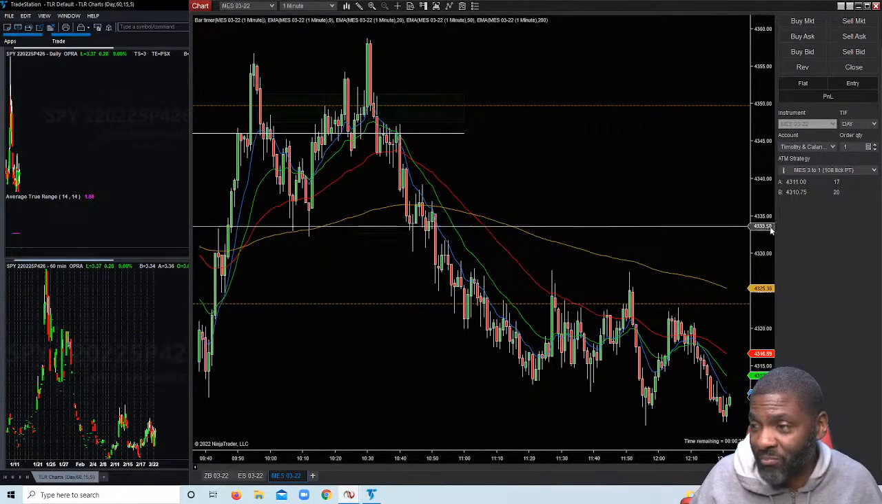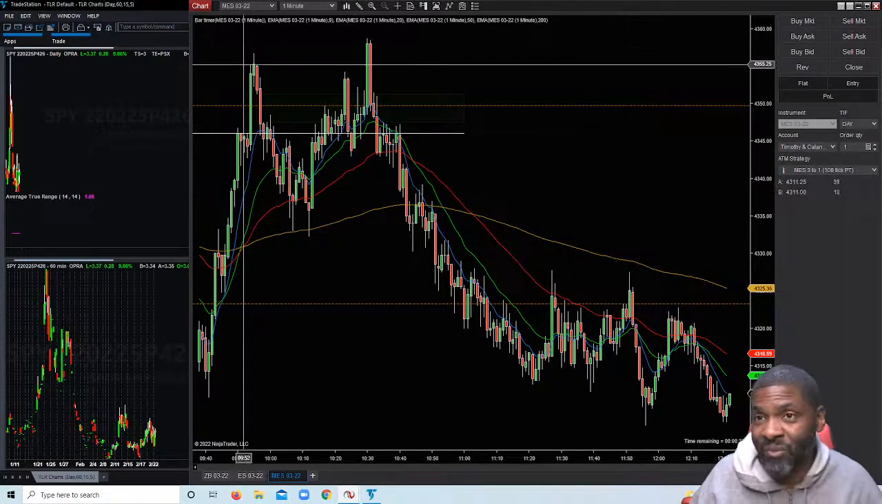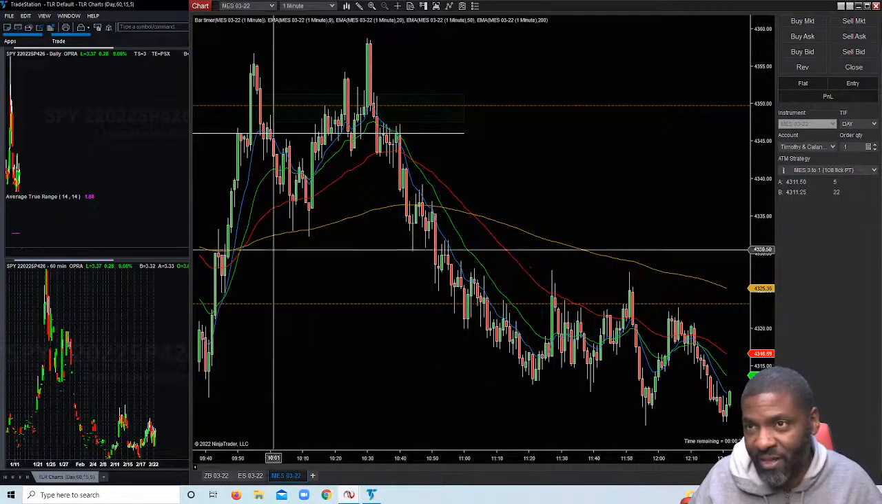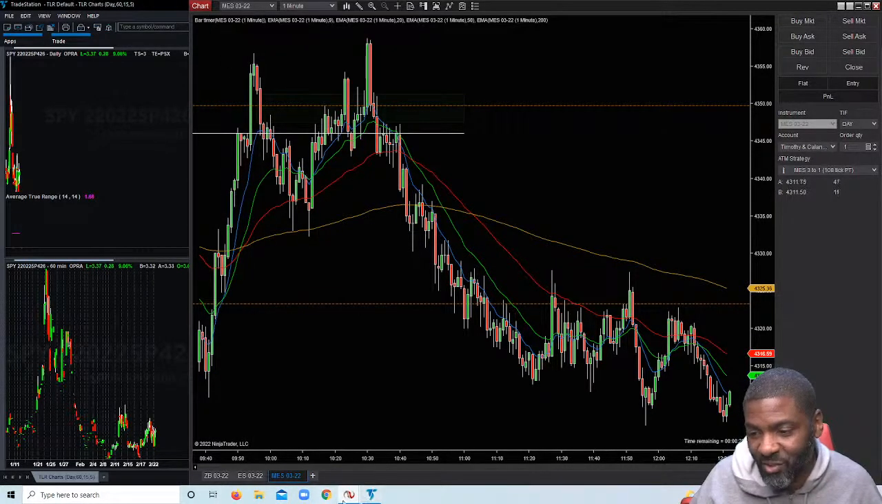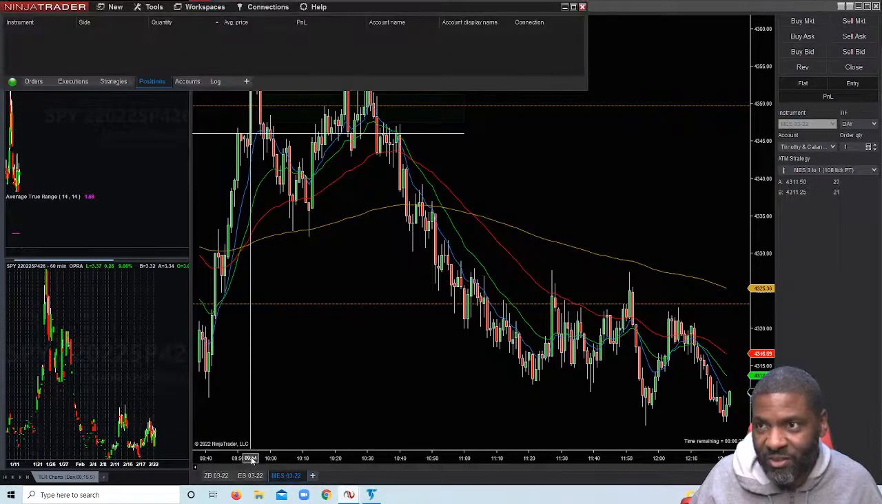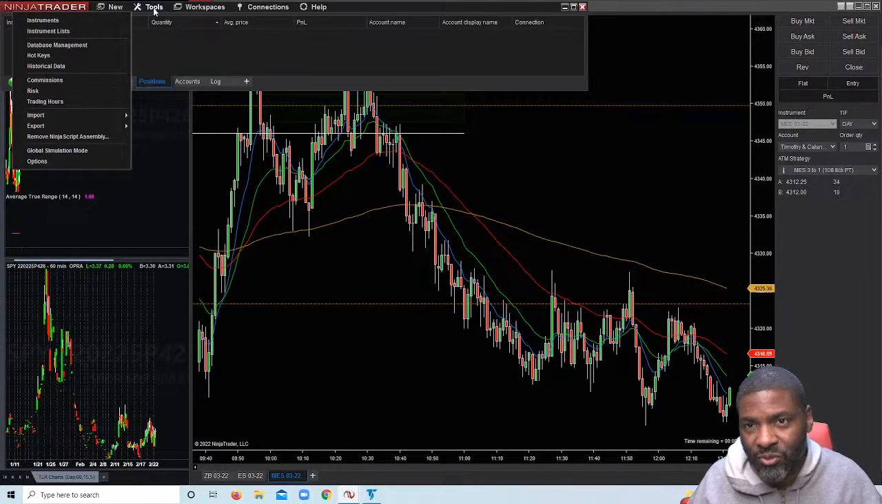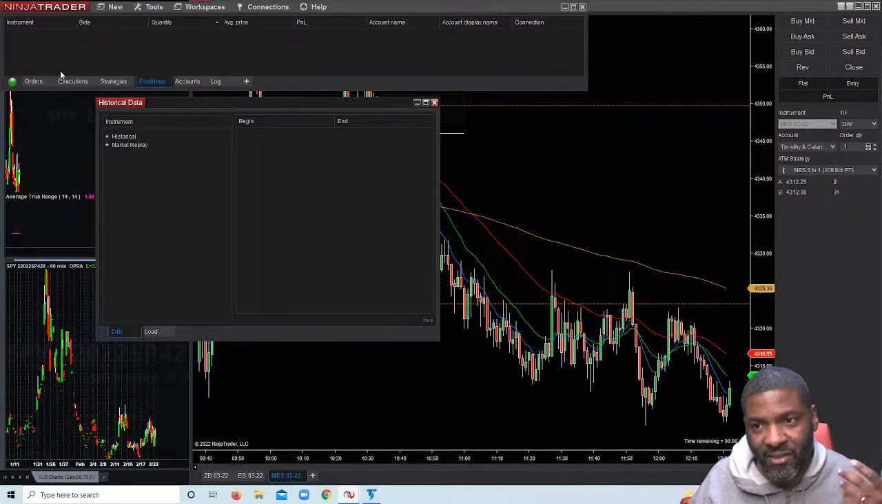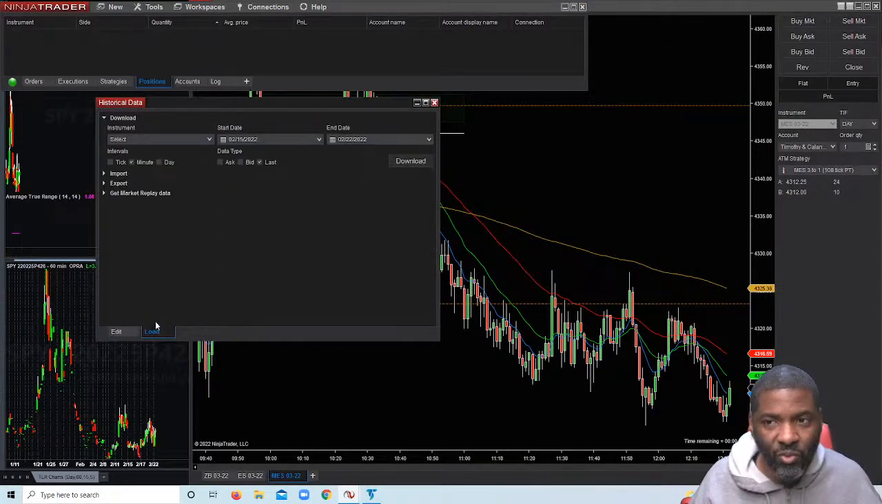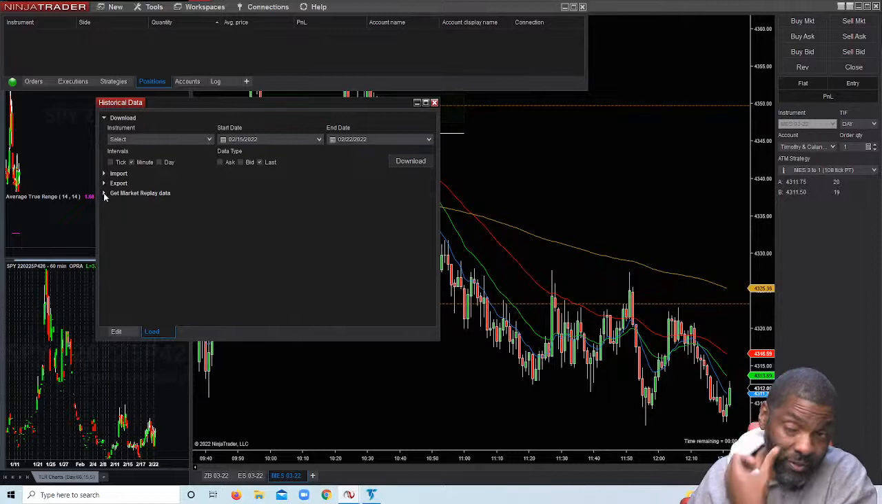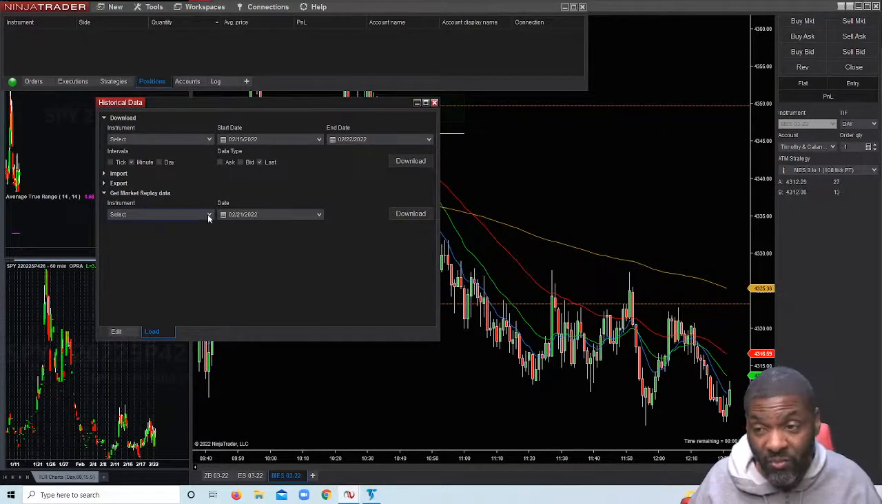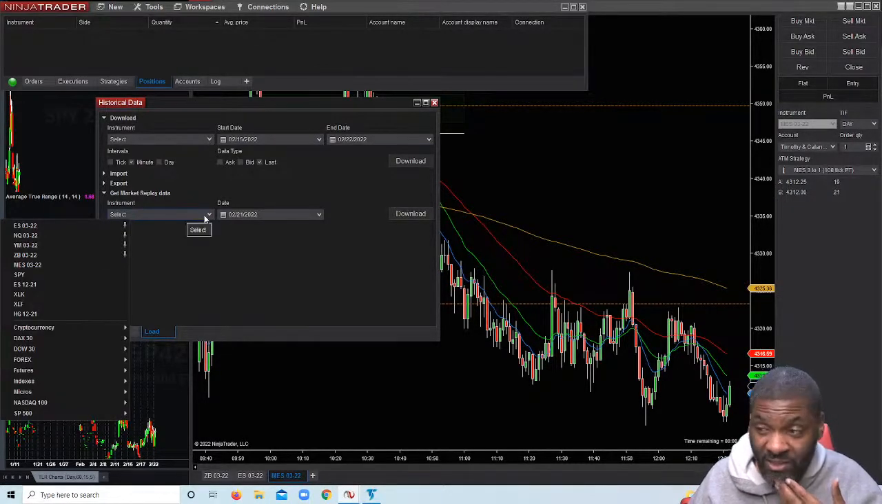What I do when I'm initially starting to backtest is download the data first. So downloading the data on NinjaTrader, you want to come up here to Tools, click on Tools and go to Historical Data. Under Historical Data, you want to click on the Load tab, and it'll say Get Market Replay Data. Boom, you go to Get Market Replay Data, and then you pick the instrument you want to get the data on. Let's get the ES.